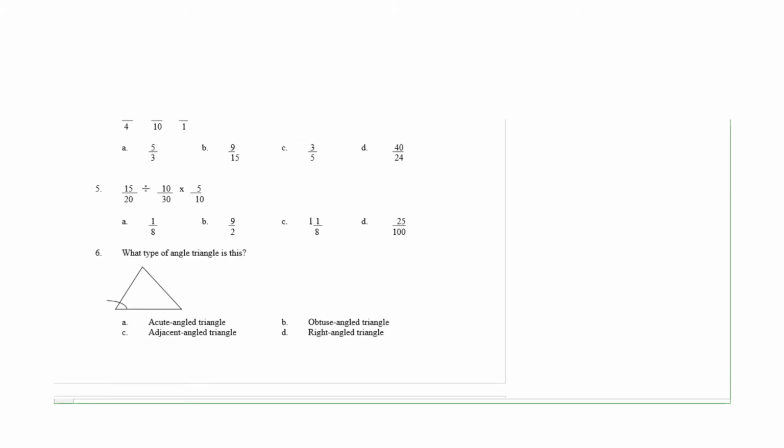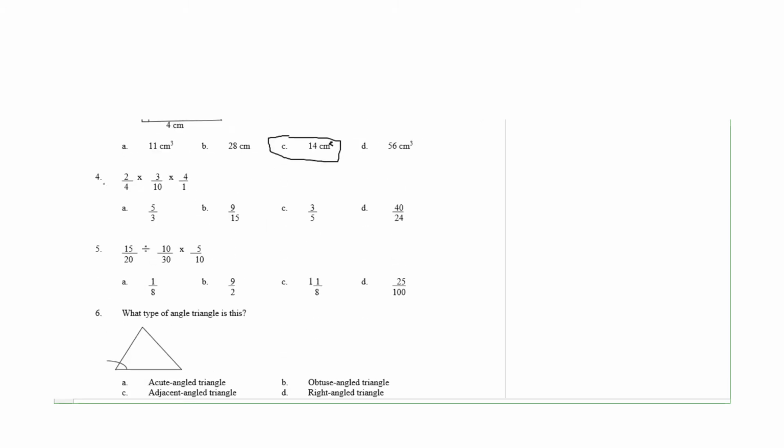Okay, the next question now, we're supposed to solve this. So we can just go ahead and cancel out here. 2 into 2 goes 1, and 2 into 10 goes 5. 4 into 4 goes 1, and 4 into 4 goes 1. We multiply across, we get 3 over 5. So our answer is this.